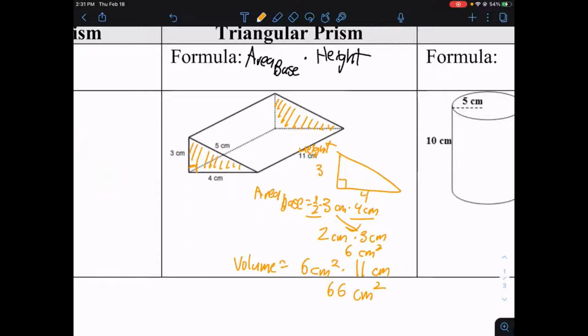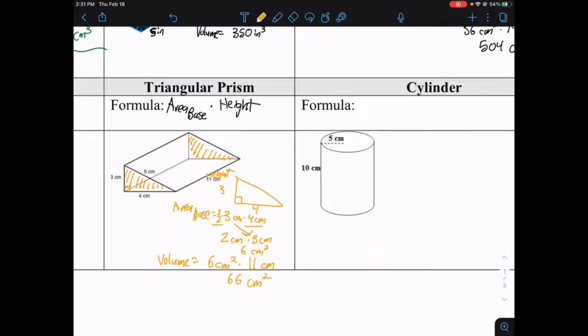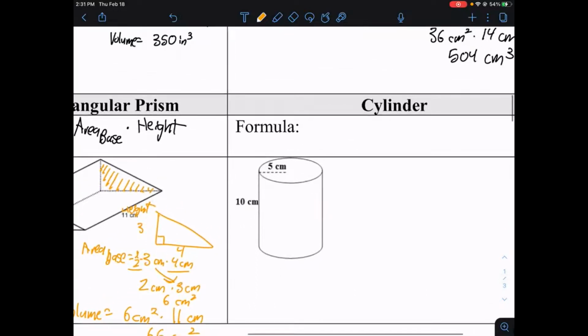Okay, and then lastly, we have the cylinder. So technically a cylinder is not a prism because prisms have to have straight edges, but the formula is basically the same, which is why I group them together. Sorry, volume.